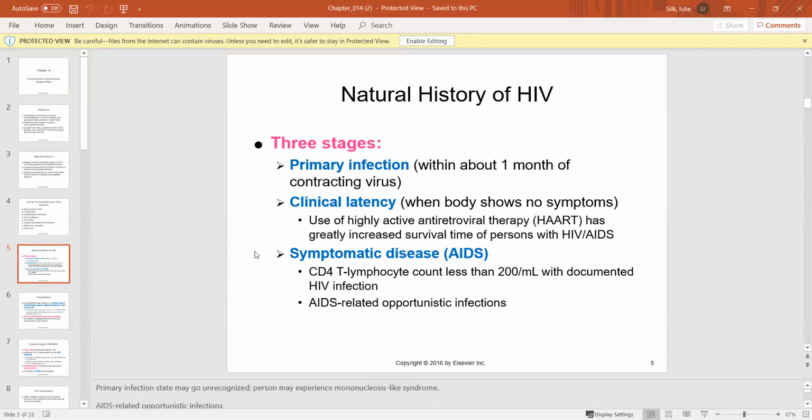And then this talks about symptomatic disease when you actually have full-blown AIDS. So at this point, now our CD4 count is going to be less than 200, and we also have a documented HIV infection, like some kind of opportunistic infection that happened in addition.